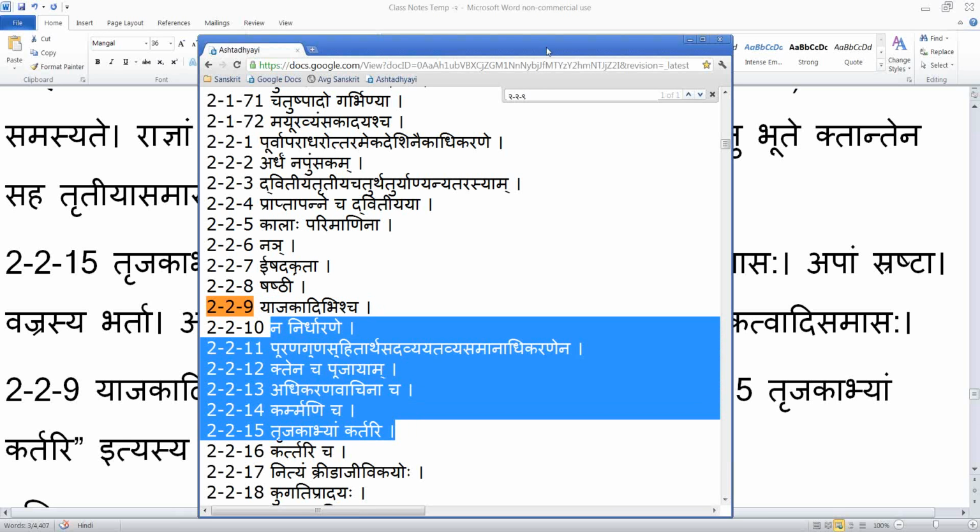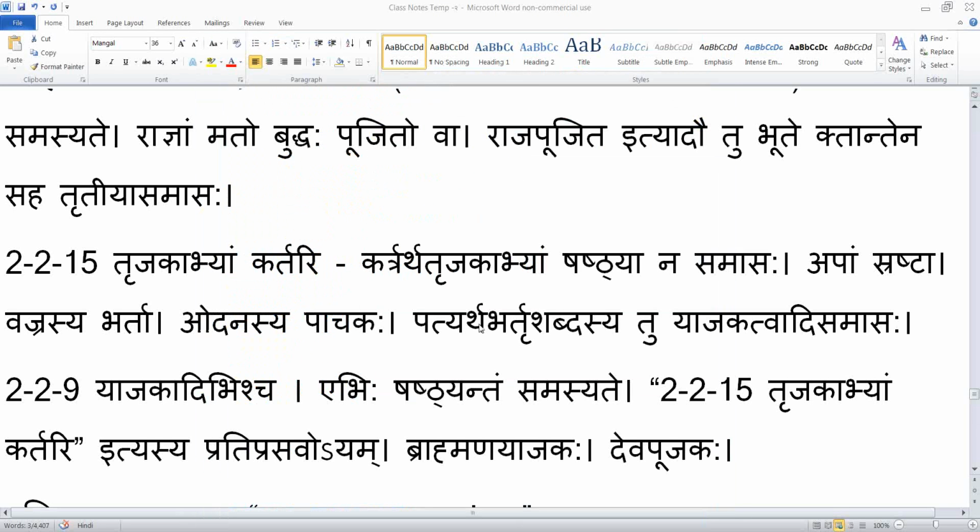Now, right now, we're looking at the word bhartru. So, patyartha bhartrushabdasya. Bhartru comes in different meanings. Bhartru means one who bears, one who holds, one who supports, one who sponsors, nourishes. Bhru is to hold, vibharti. So it can come in many general meanings. Anybody who bears anything can be bhartru. Like vajrasya bharta indraha, one who bears a thunderbolt. There was no compounding there.